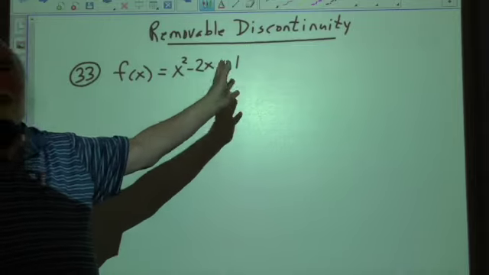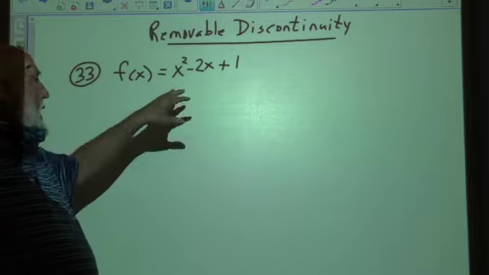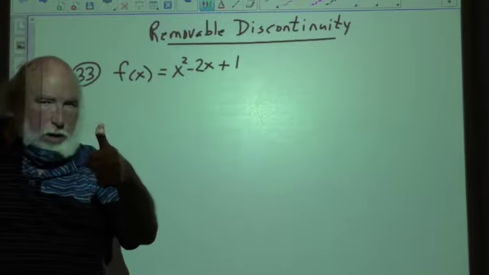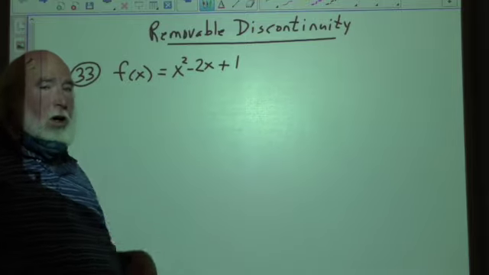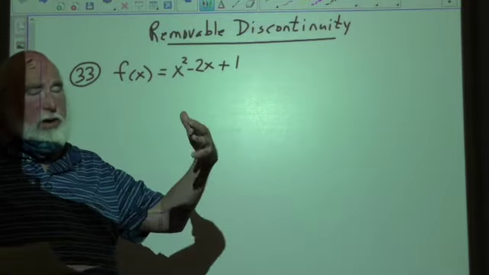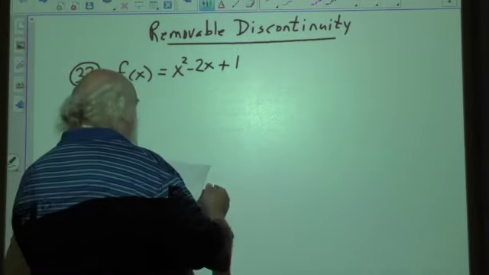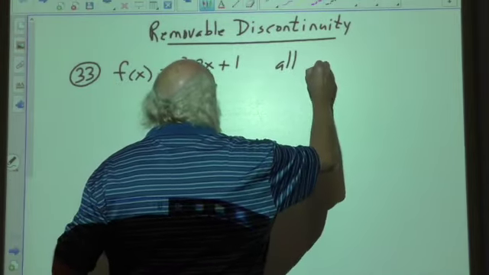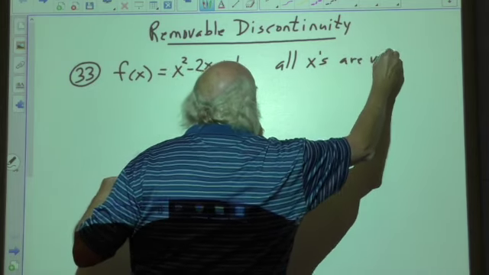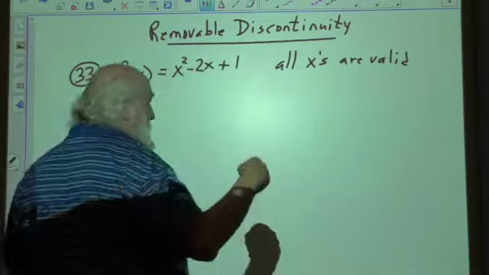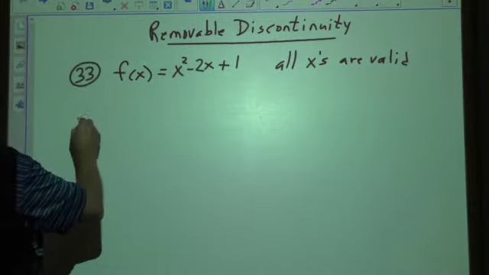There is no denominator. In order for this to be discontinuous, it has to have either a denominator that can be equal to zero, which is not the case here, or it has to be conditional depending upon two situations, neither of which exist here. So all x's are valid. Whatever limit we pick, we know we're going to be able to get it.